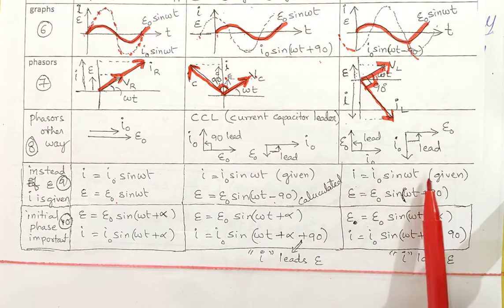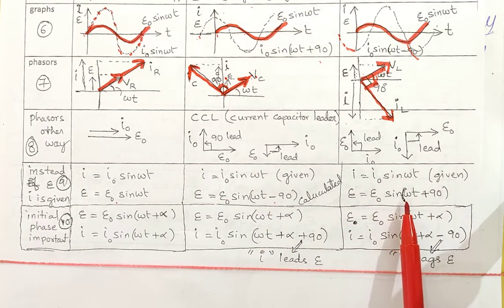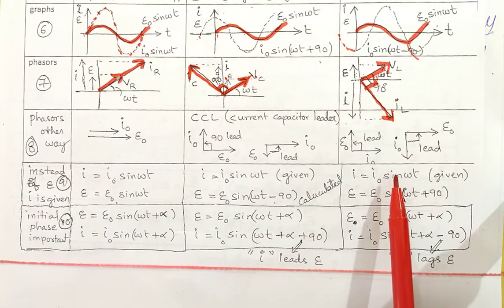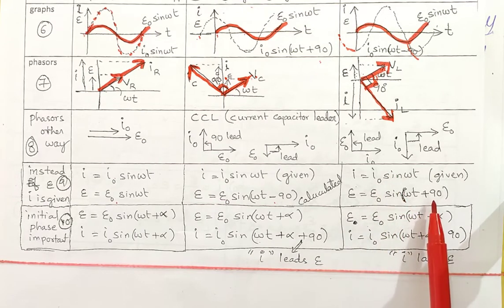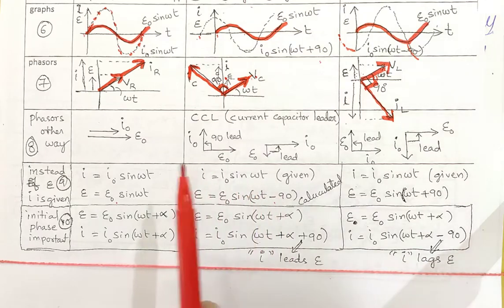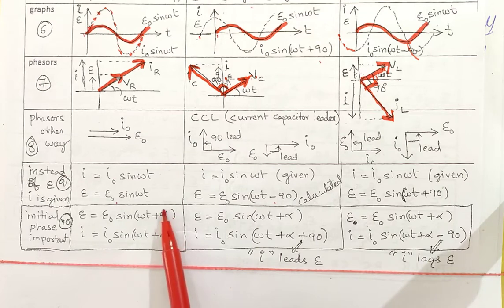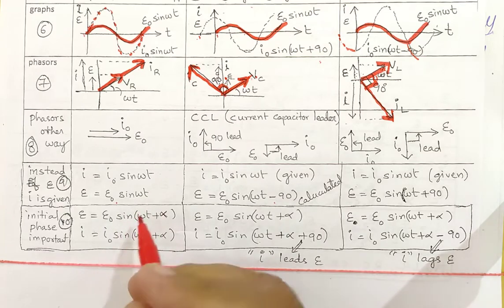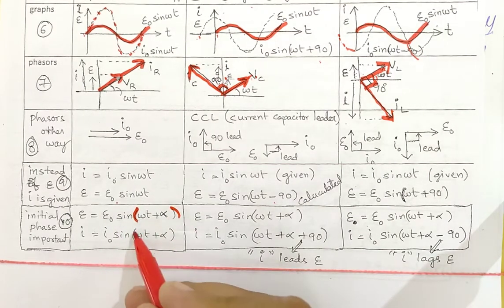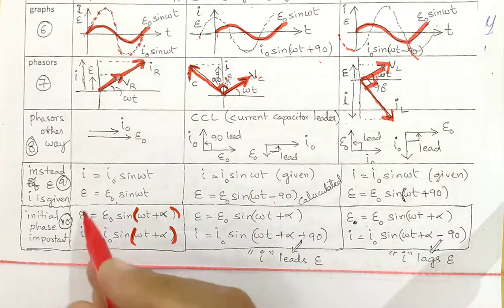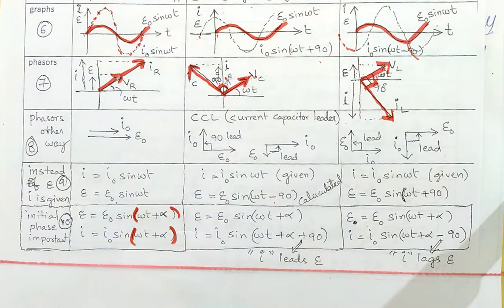Here current is given, and in this case current lags, EMF leads. So plus 90. Instead of giving current, they give EMF. So EMF is E naught sin omega t plus alpha. Instead of starting from 0 degrees, it started with some extra angle. Then I is equal to I naught sin omega t. The bracket value should be the same for both, because current and EMF will be in phase in a resistor.